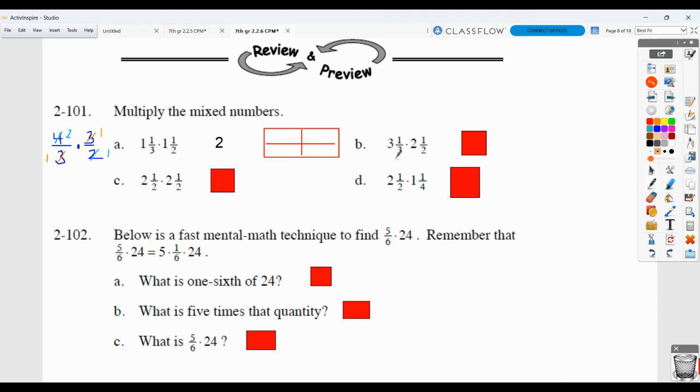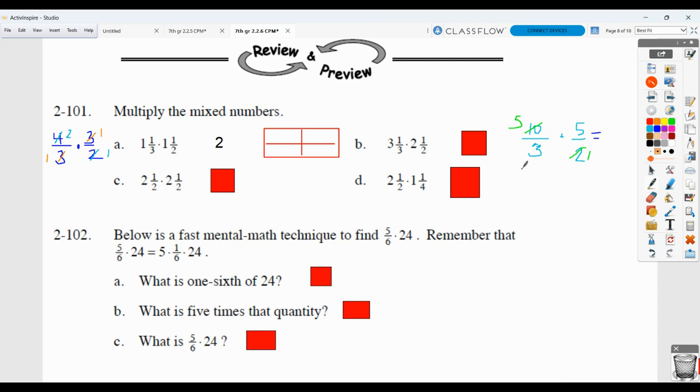So for this 3 1/3, that would be 10/3 times 2 1/2 would be 5/2. Remember, you cannot simplify the 10 and the 5 because they're both in the numerator. It has to be a numerator with a denominator. So if you multiply across, you would get 50/6. You could, however, also simplify the 10 and the 2, dividing them both by 2 to make it a little bit easier. Then you would get 25/3.